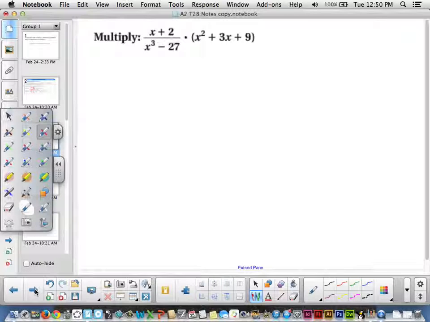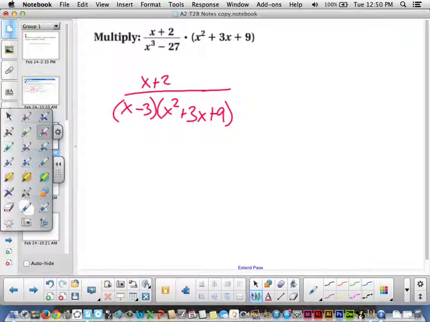We have x plus 2 over x cubed minus 27 times x squared plus 3x plus 9. Our first step is to factor. The x plus 2, that's linear, and there's a lead coefficient of 1, so that does not factor. The x cubed minus 27, that's a difference of cubes, so we're going to factor it into x minus 3 times x squared plus 3x plus 9.